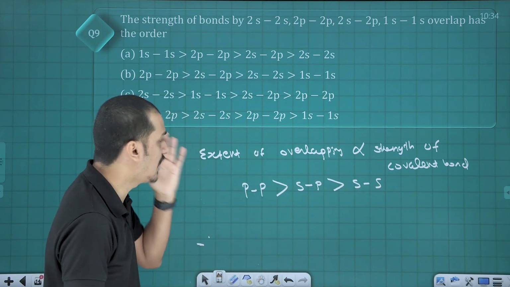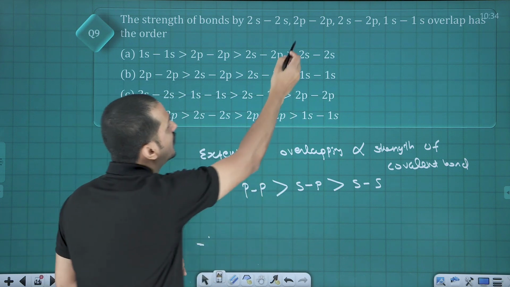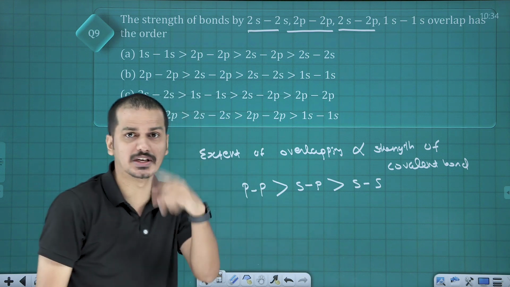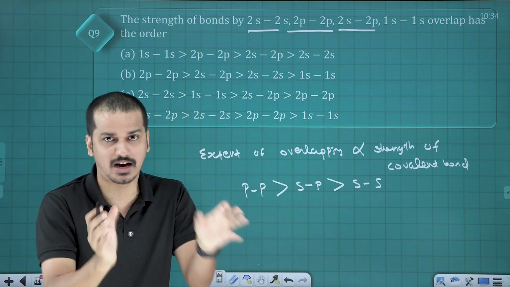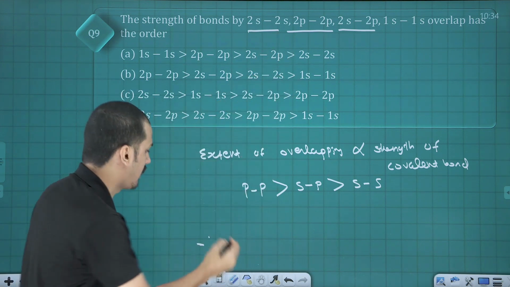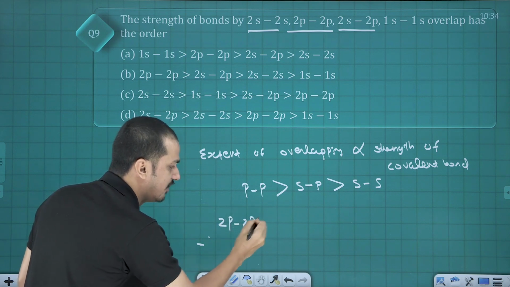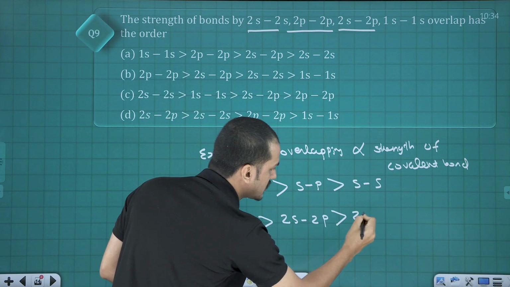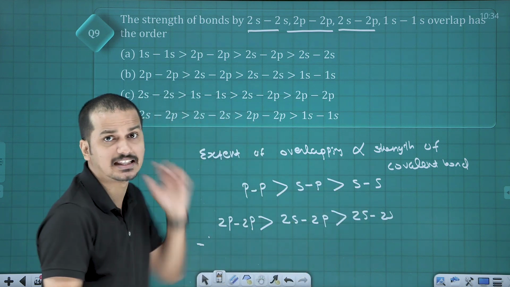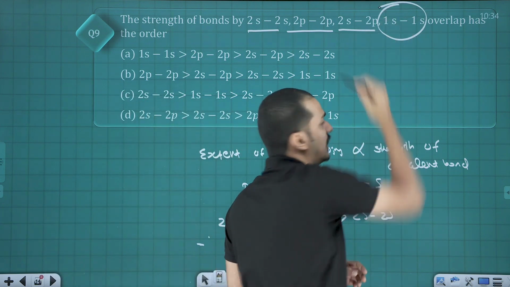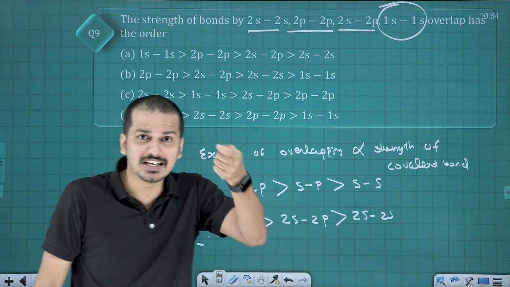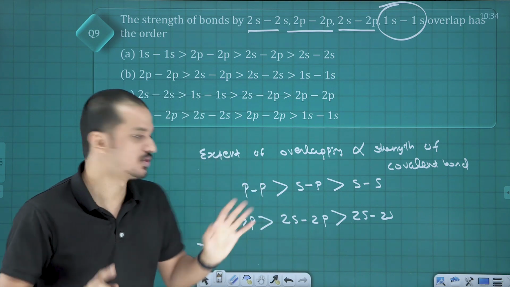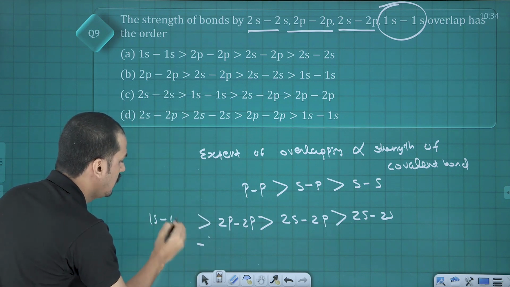Whenever we are looking at 2p 2p, 2s 2s, 2s 2p, their n value is the same. In the second shell itself, which one will have more overlapping? 2p 2p overlapping will be more than 2s 2p, than 2s 2s. And along with that, they also gave 1s 1s. If n value is less, then there is more overlapping than the higher n value. So 1s 1s will have more overlapping.